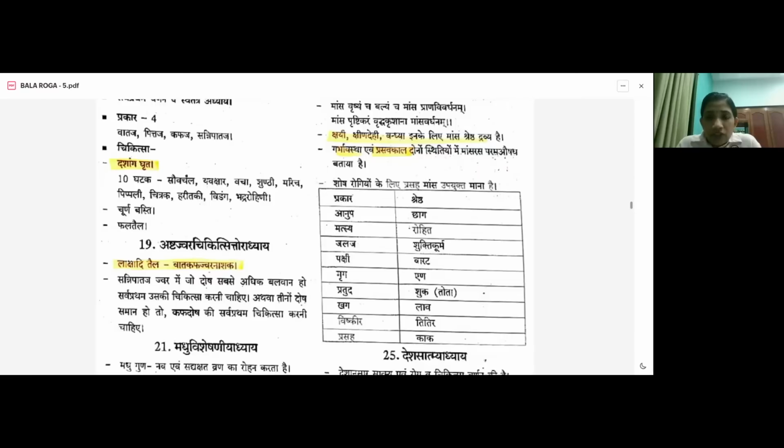And he also mentioned the Garbhavastha evam prasavakal, in both conditions Mamsa rasa is the parama aushadha. So in case of Garbhavastha, in pregnancy time and after the delivery also, the mamsa rasa is the parama aushada. Note that point. Mamsa rasa is the parama aushada for the pregnancy period and in the after delivery period.